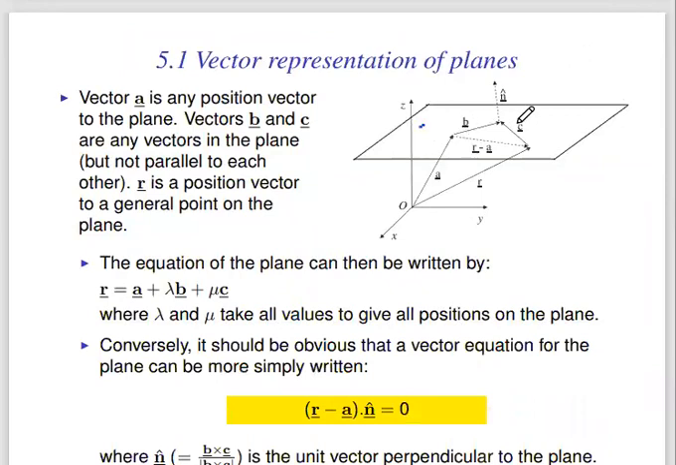How? From these two vectors, you can find the normal vector by taking the cross product, right? B cross C, which is normal to this plane. So that's why you need two vectors.